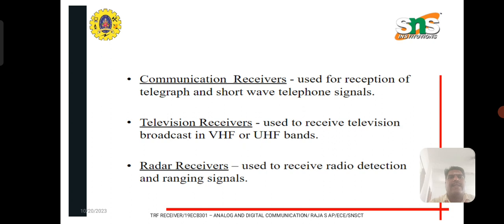The next classifications are communication receivers, which are used for reception of telegraph or shortwave telephonic signals, and also the television receivers, which are used to receive television broadcast in VHF or UHF bands. The radar receivers are used to receive radio detection and ranging signals.